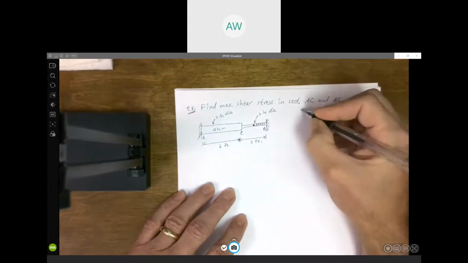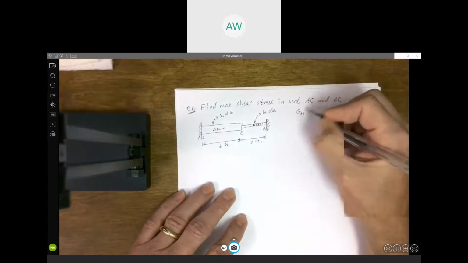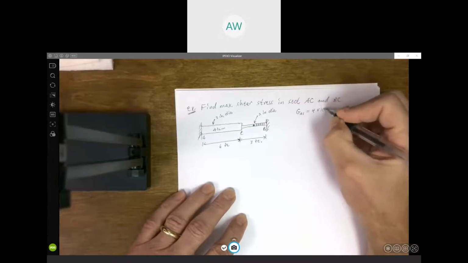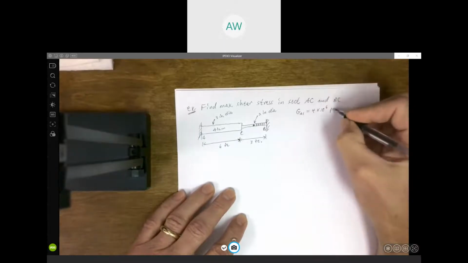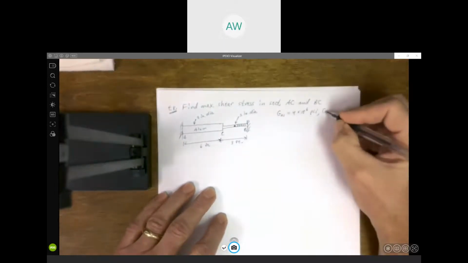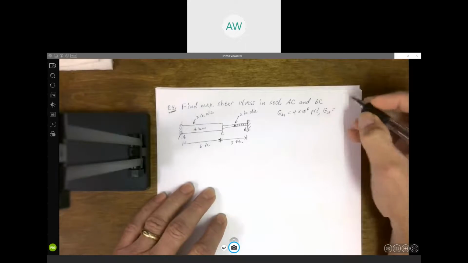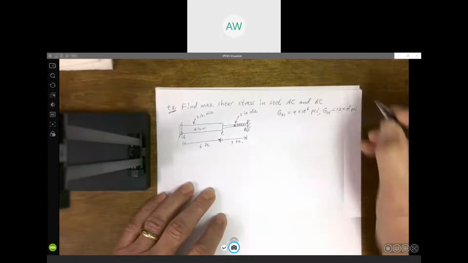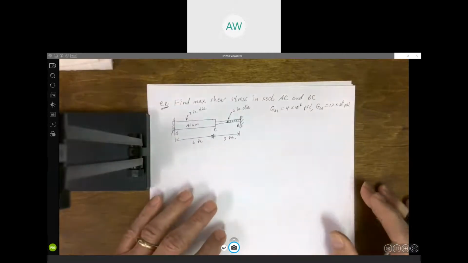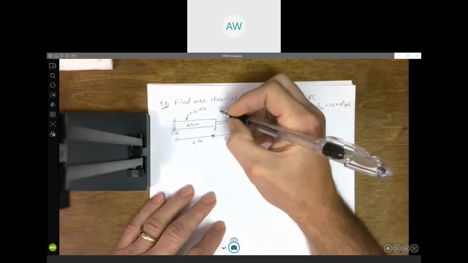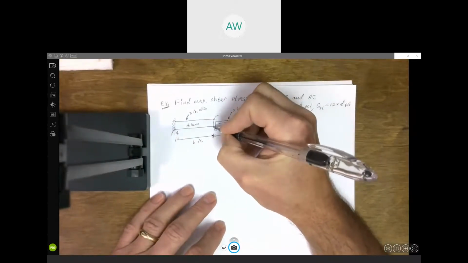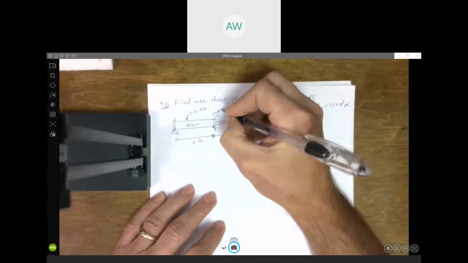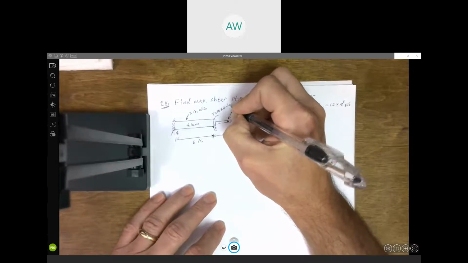We're also given the modulus of rigidity: for the aluminum, G is 4 times 10 to the 6 psi, and G for the steel is 12 times 10 to the 6 psi. And we're going to apply a torque here at C of 10 kip-inches.